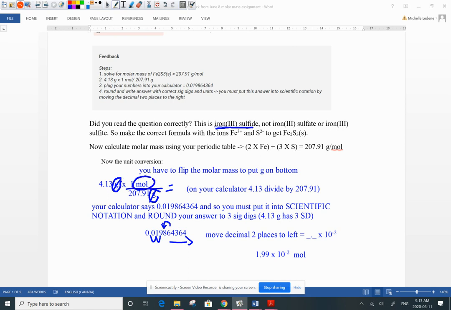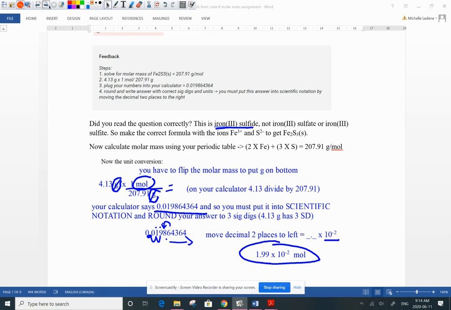When you do this on your calculator, you get this number, 0.01986 blah, blah, blah. Well, the answer has to go into scientific notation. So you take your decimal point and move it 2 places to the left, so it's 10 to the minus 2. And then to get 3 sig digs, the 1 counts, the 9 counts, and the 6 makes that 8 round up to a 9. So your final answer is going to be 1.99 times 10 to the minus 2 moles.